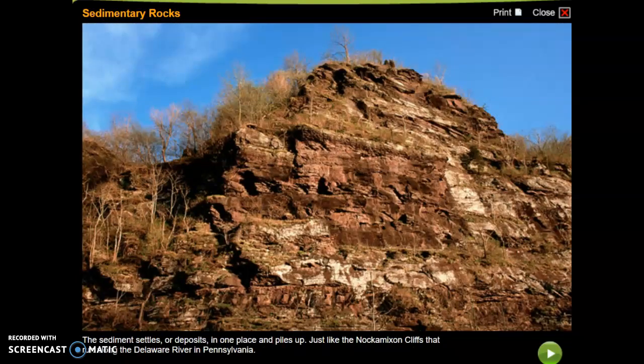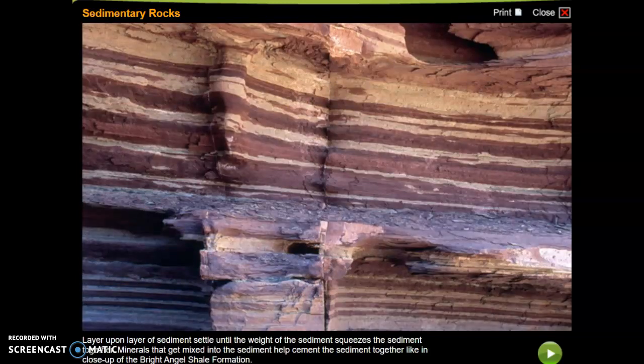The sediment settles, or deposits, in one place and piles up, just like the Nockamixon cliffs that run along the Delaware River in Pennsylvania. Layer upon layer of sediment settles until the weight of the sediment squeezes the sediment together. Minerals that get mixed in the sediment help cement the sediment together, like in this close-up of the Bright Angel Shale Formation.